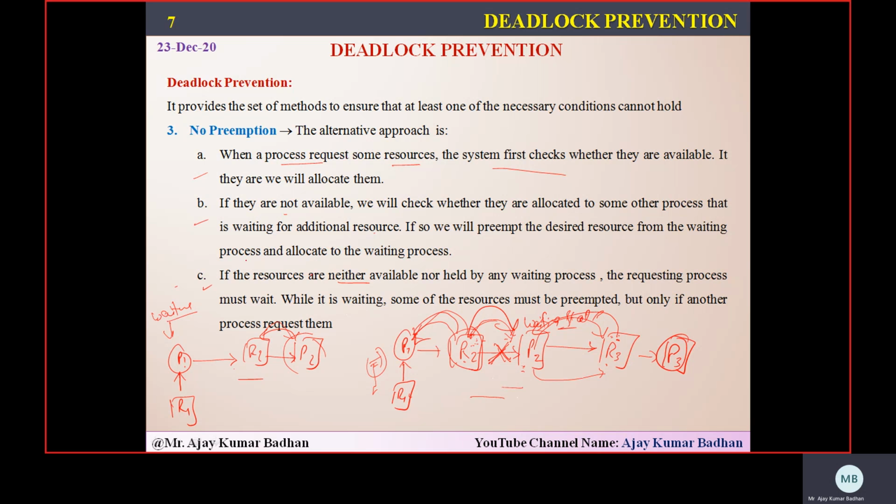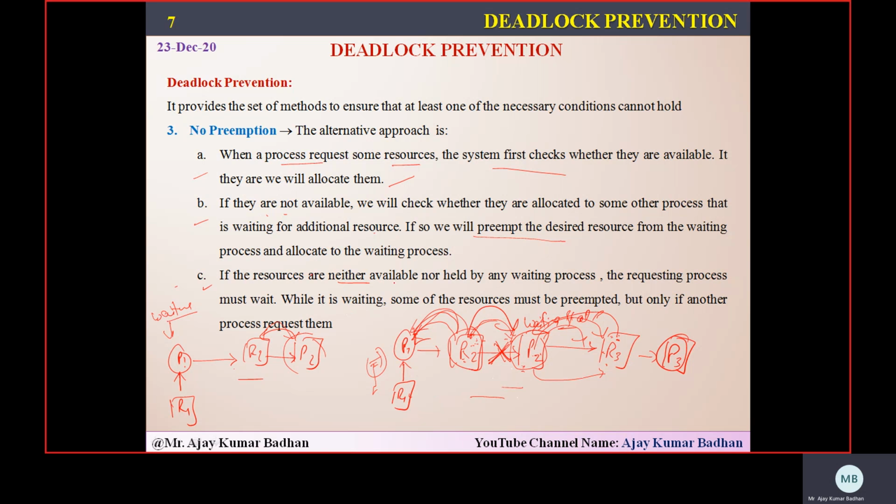So this is the second protocol we have. Understand it very carefully. Whenever a process requests some new resource, the system first checks whether it is available. If it is available, allocate it. If it is not available, we will check whether the requested resource is allocated to some other process, and whether that process is waiting for additional resources or not. If it is, then we'll simply preempt the desired resource from the waiting process.